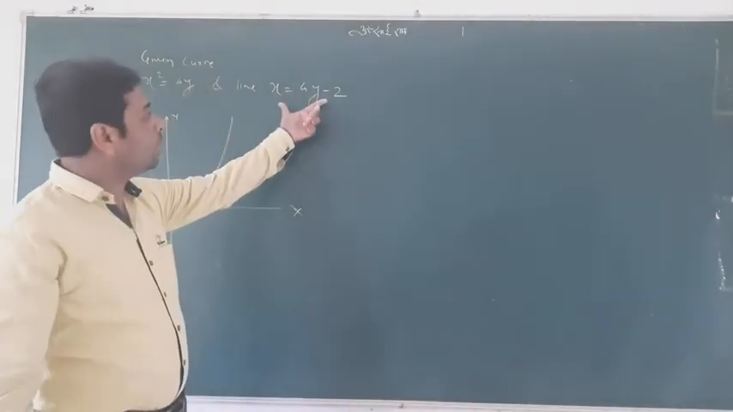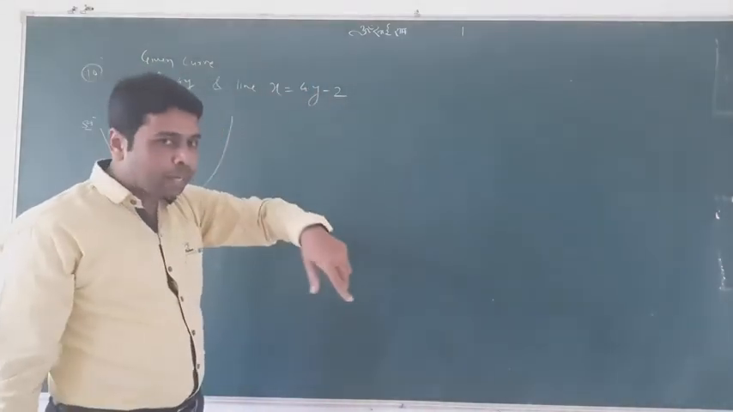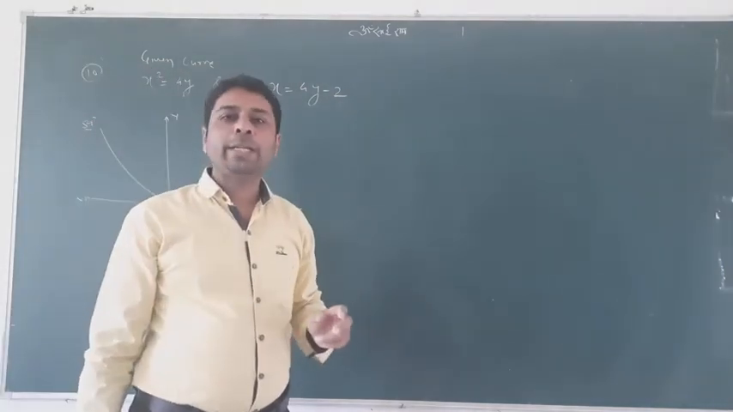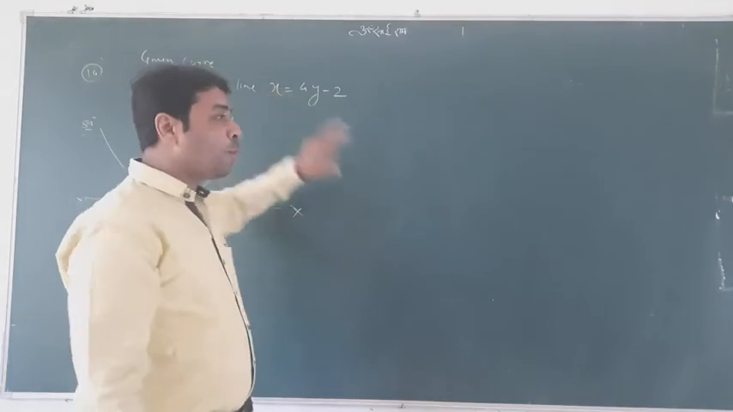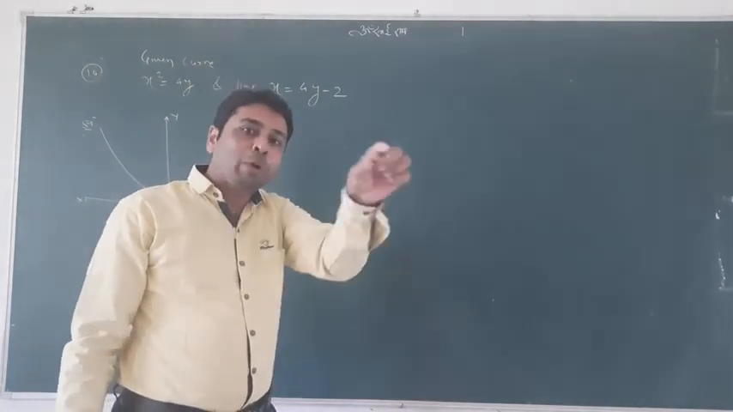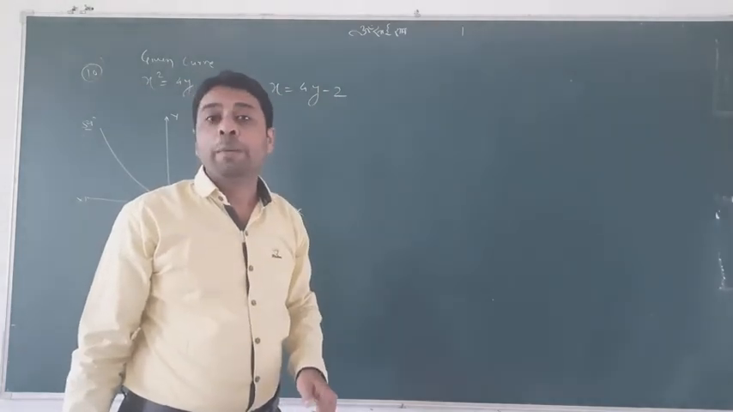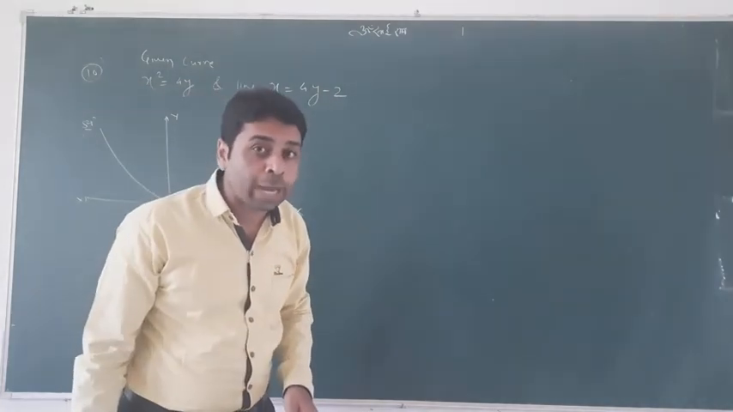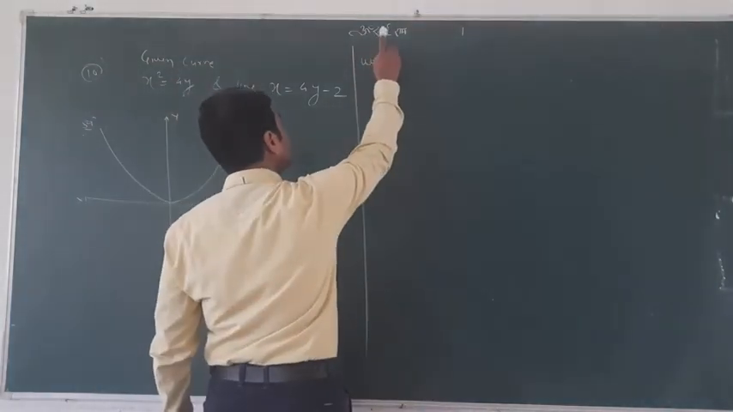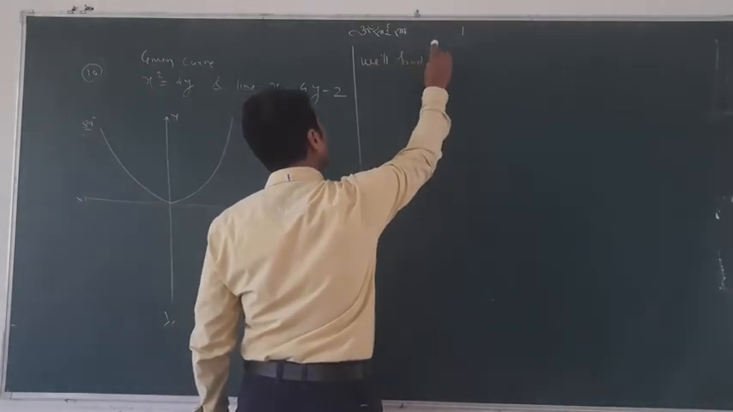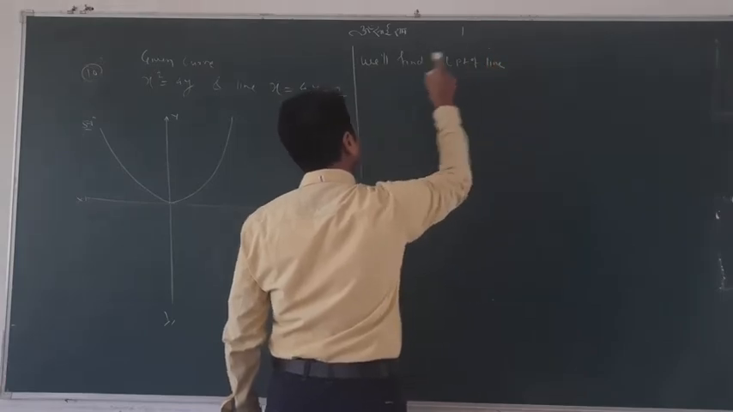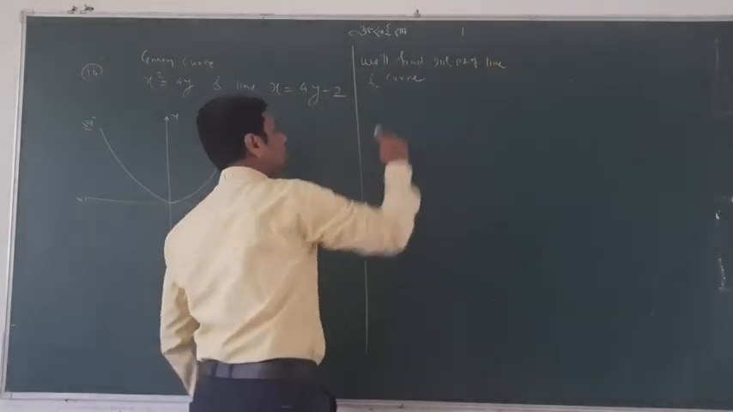If you want to draw the line, I tell you a trick: first find the intersection point of the line and the curve. When you get the intersection points, the line can be drawn easily by plotting those points on the curve. So what we will do here is first find the intersection points of the line and the curve.